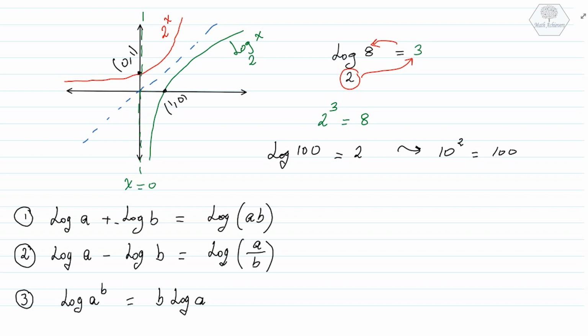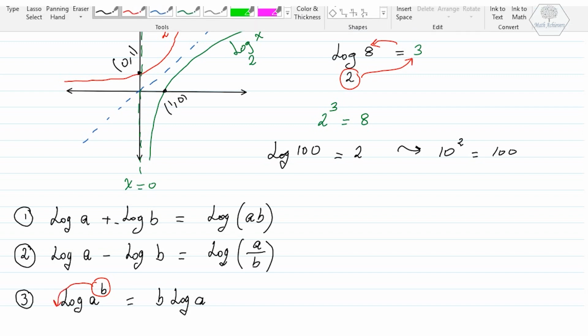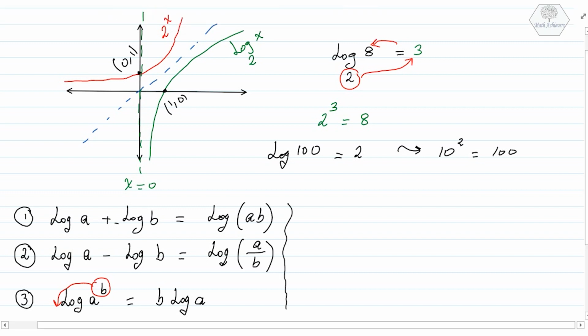I can take the B down here, I multiply it by the log of A. The last rule, which is the change of base rule: if I'm having log A to the base B, this is equal to log A to the base X over log of B to the base X. These are my rules for logs.